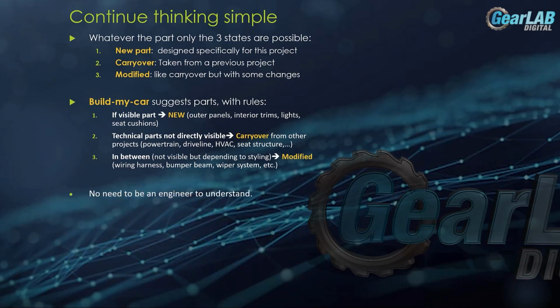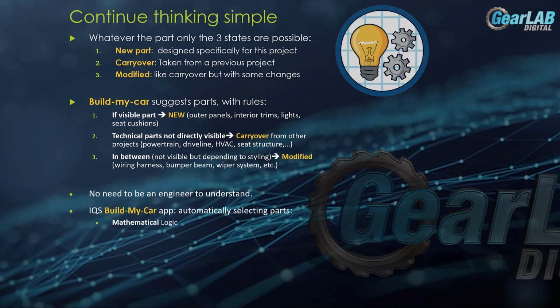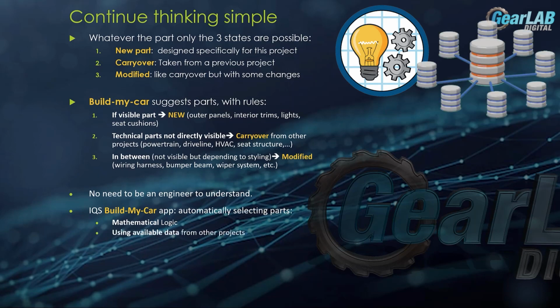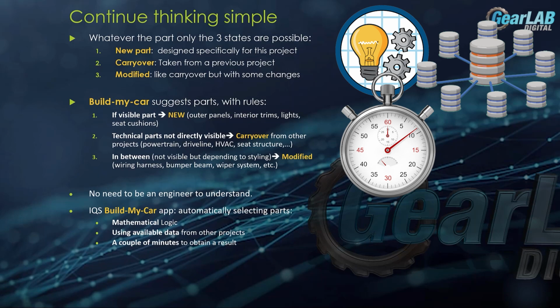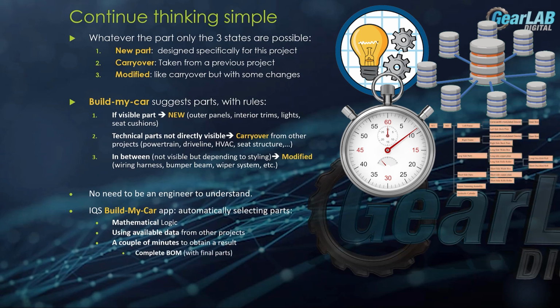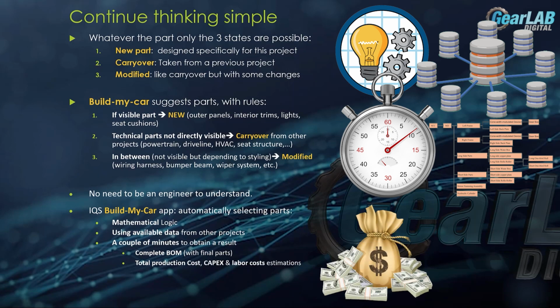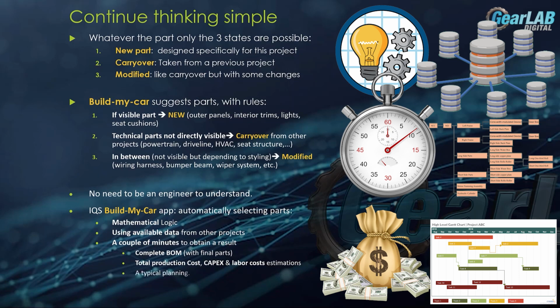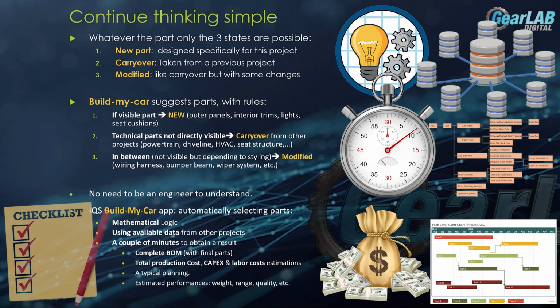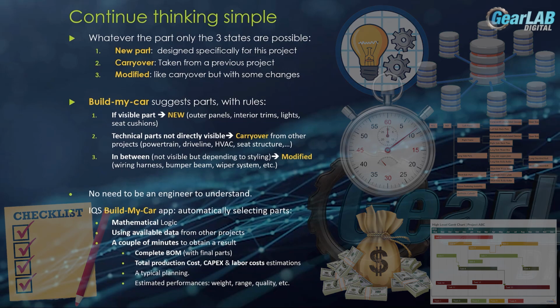Just think simple and make it as simple. So let the IQS Build My Car app select these parts automatically, by a mathematical logic, with available data from other projects. Wait a couple of minutes to obtain a complete result with a complete BOM down to the final parts. The associated costs estimation, total production cost, capex, labor. A typical planning, roughly estimated. Some performance evaluations like weight, range, quality quotation, etc.